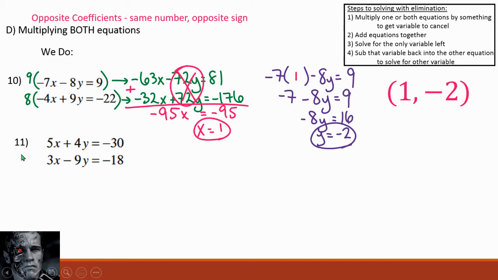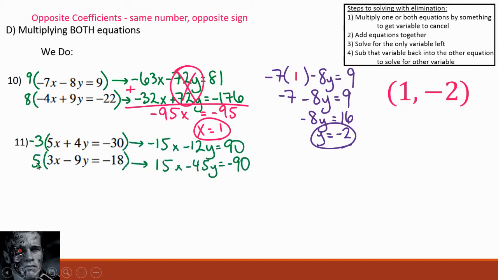In number 11, again, first of all, notice there's nothing easy to multiply, for example, 3 by to get it to equal 5, or to get it to equal negative 5. There's nothing easy to multiply 4 by to get that to equal negative or positive 9. So that's why we have to multiply both equations by some numbers. They don't have to be the same numbers, right? So in this case, I'm going to multiply the top by negative 3 and the bottom by 5.